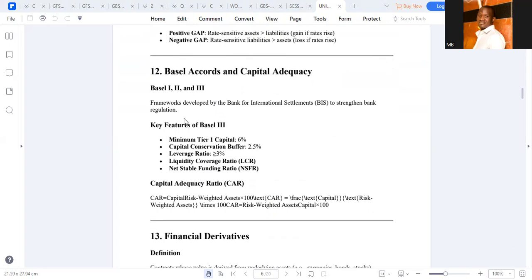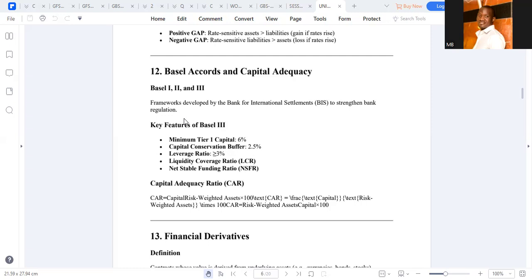global banking stability. The features of Basel III: it has a minimum tier 1 capital of about 6% of risk-weighted assets. Number two, it has a capital conservation buffer of about 2.5% to be maintained during periods of economic stress. It also has a leverage ratio of at least 3% to limit excessive borrowing, and a liquidity coverage ratio, which ensures that there are enough high-quality liquid assets to survive a 30-day crisis, and also a net stable funding ratio, which promotes stable funding over a 1-year horizon.